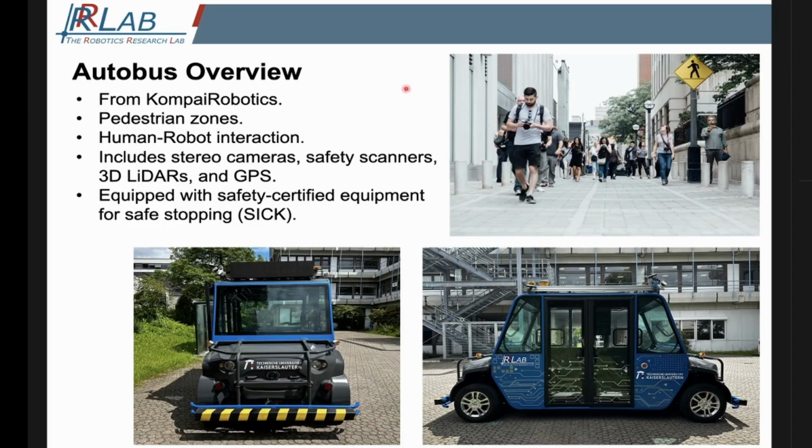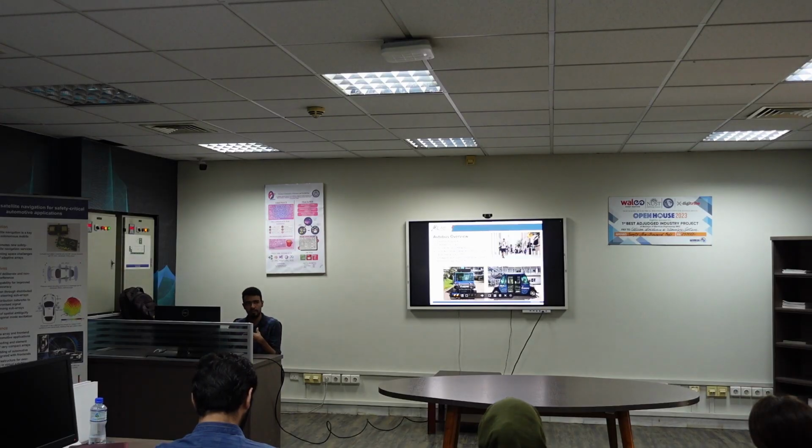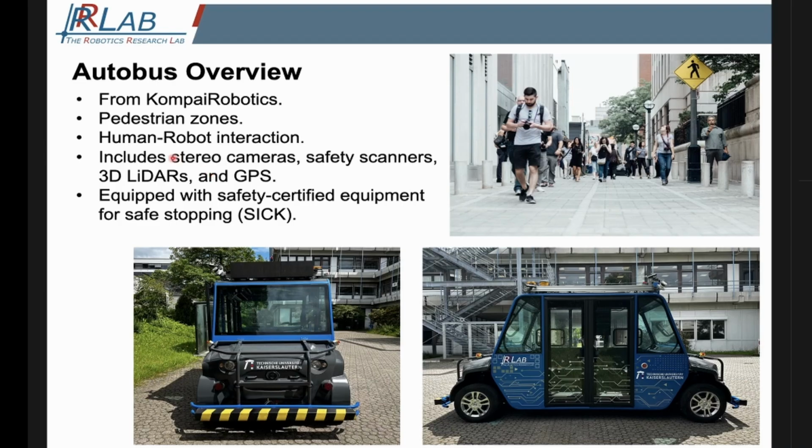The main research in this topic is also human-robot interaction. So we would like the bus to be able to communicate with the pedestrians, and the pedestrians to be able to communicate with the robot itself. Some of the sensors that were included are stereo cameras, safety scanners, 3D lidars, and GPS. It is a little hard to see here, but they are mounted on top. This here is the laser scanner at the bottom. We have one in the front and one in the rear of the vehicle.